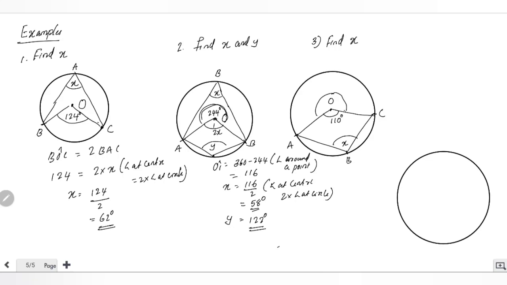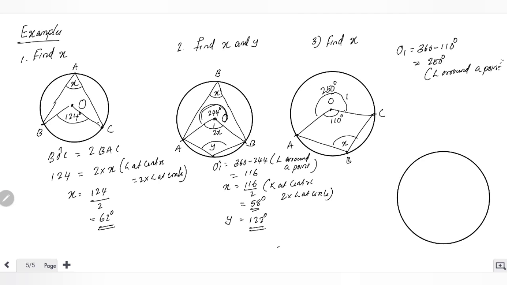So what is that angle? 360 minus 110, which is going to be 250. If I name this one O1, so O1 is equal to 360 minus 110, which is going to be 250. That is O1. So here the reason is angle around a point. Angle around a point is 360 always. Is it clear? So I got a 250 here.